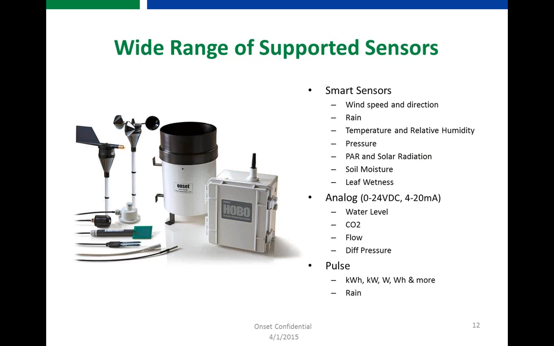The smart sensor selection, under the first bullet, includes everything from wind speed and direction to pressure and solar radiation, soil moisture, and leaf wetness. With the analog sensor module installed, we support a wide range of different analog sensors, some of which we don't sell directly. You can connect anything with a 0 to 24 volt input or a 4 to 20 milliamp output. And there are just a few examples listed here on the slide: water level, CO2, flow, differential pressure. And finally, with the pulse input adapter, you can connect a range of rain or power sensors to the device.